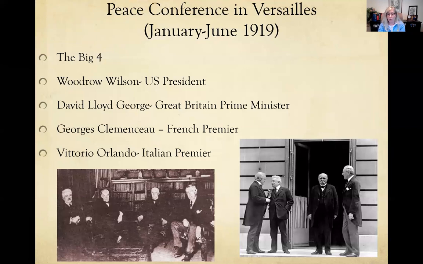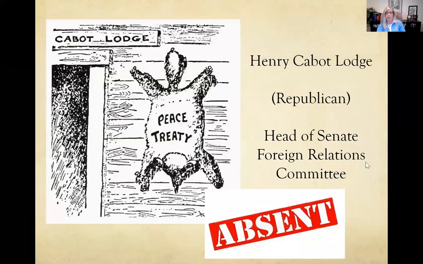Wilson, David Lloyd George from Great Britain, Georges Clemenceau from France, and Vittorio Orlando from Italy. Now, wait a minute. I thought Italy was on the side of the Central Powers. Well, they switched. During the course of the war, Italy became part of the Allies, so they will come here to Versailles as the Allied powers that are going to negotiate the end of the war. So who's not part of this negotiation? Well, I don't see Germany. I don't see Austria-Hungary, and I don't see Russia. So those are some big ones that are not in attendance at this conference.